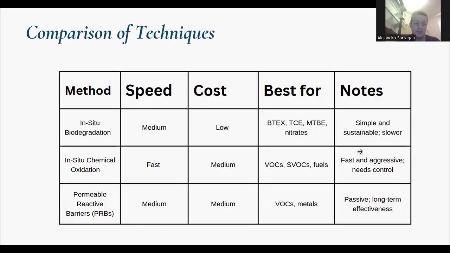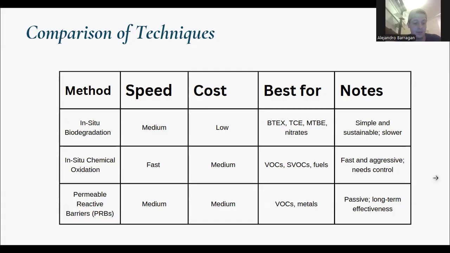The second method we're seeing is chemical oxidation, which is a pretty fast method, and the cost is medium. It's best used for VOCs, SVOCs, and fuels. It's really fast and aggressive, but it needs a lot of control, and you need qualified people to do this type of technique to be effective and not damage the ecosystem.